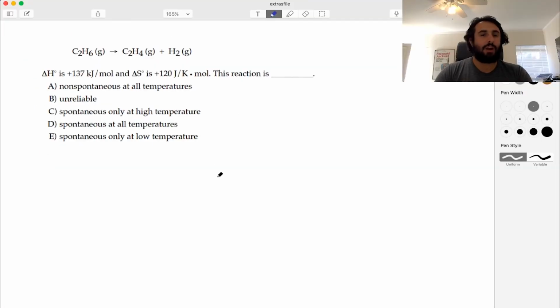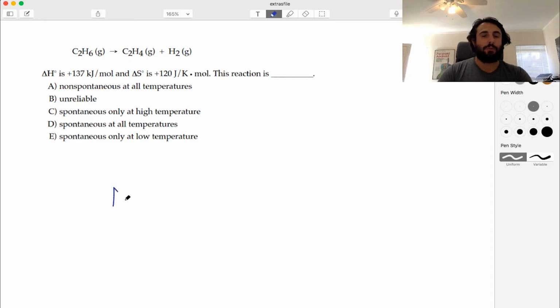Okay, we have one here on spontaneity. We're talking about delta H, delta S, which means we're also talking about delta G. Here we have this reaction. We have this positive delta H, meaning it is endothermic or enthalpically unfavorable. And we have this delta S, which is also positive, which means it is entropically favorable. And so we want to know if this reaction is spontaneous, non-spontaneous, under which conditions.